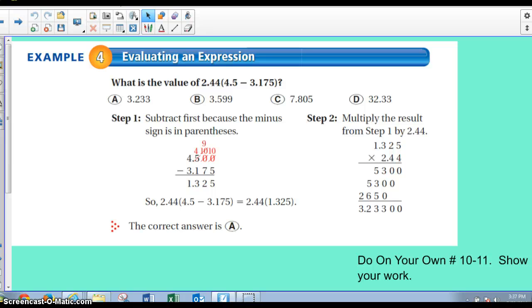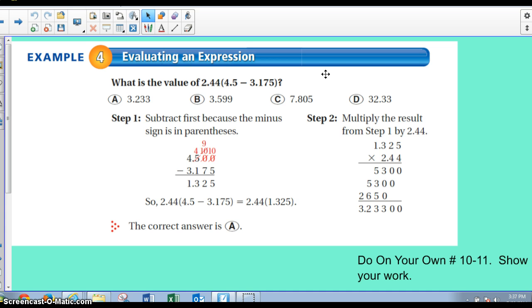Section 4, the title is Evaluating an Expression, and you're going to hear that a lot in this book. It says, what is the value of 2.4 times, notice there's no X, there's no dot. Anytime you have a number right next to a parenthesis, you know it's multiplication. So this is multiplication. Then we have 4.5 minus 3.175. So what is the value means what is the answer?